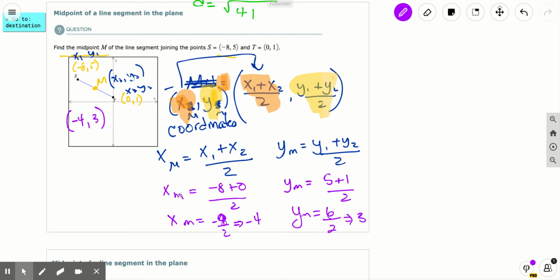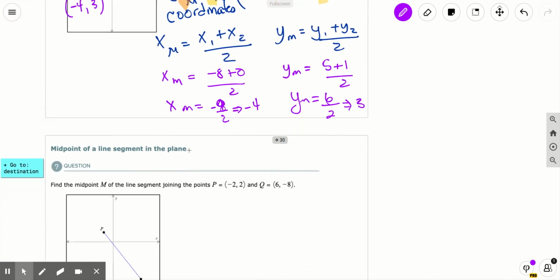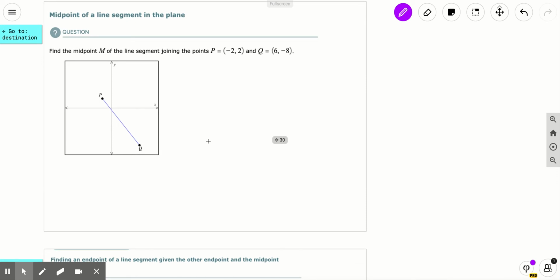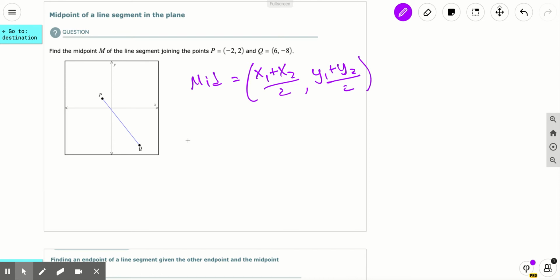Okay, let's try another one. Pause it here if you want to try it and see if you get it. Okay, so midpoint formula, substitution, resolution. Okay, so here we go.